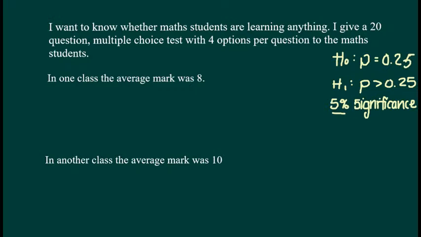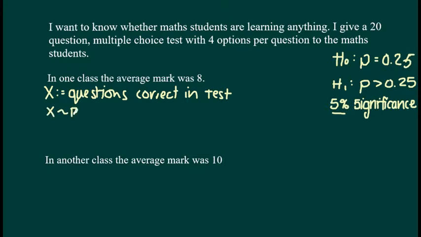Okay, so here are some situations then. In one class, the average mark was 8. Okay, so let's take x to be the random variable of questions answered correctly in the test. Don't forget, you always need to define your variable, and we're saying that x follows a binomial that out of 20 questions, the probability of getting any one of them correct is 0.25 when that probability is based on chance.